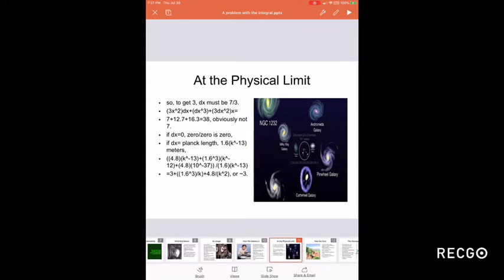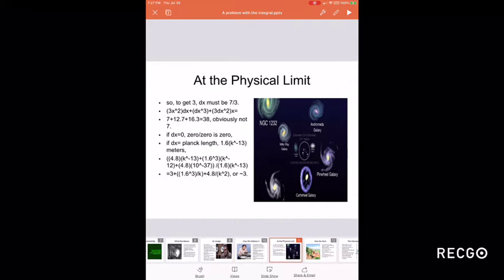However, taken to the physical limit, the smallest measurable length, Planck length, which is 1.6 times 10 to the negative 38 in meters, we get approximately 3.